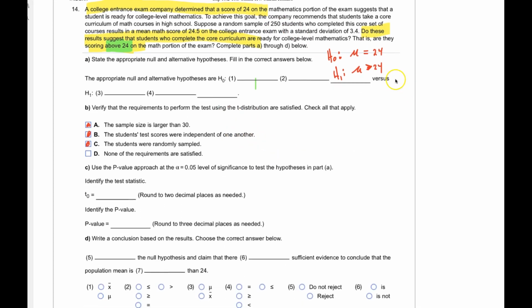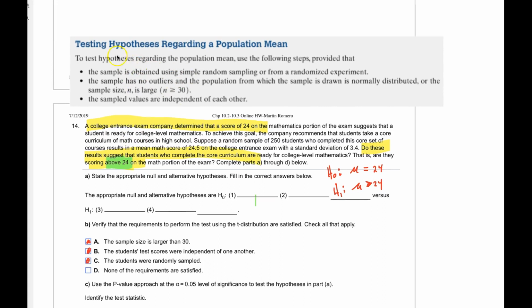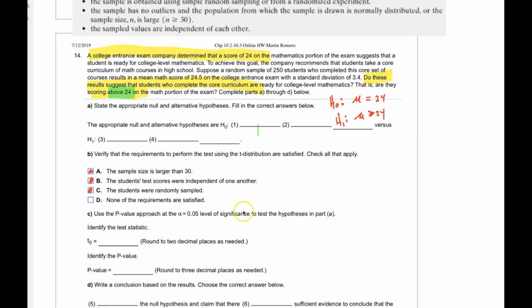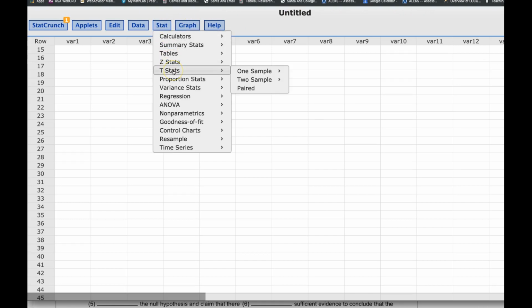So first we write the null and alternative hypotheses. Here are the requirements, all from notes here, the requirements for testing a hypothesis test of means. Once you have that, we're going to run a hypothesis test. We need the test statistic and the p-value. Using StatCrunch, in this case, we will go to T Stats for means.